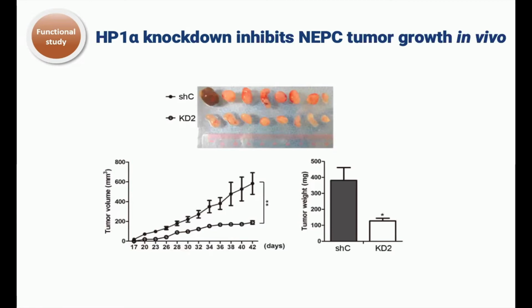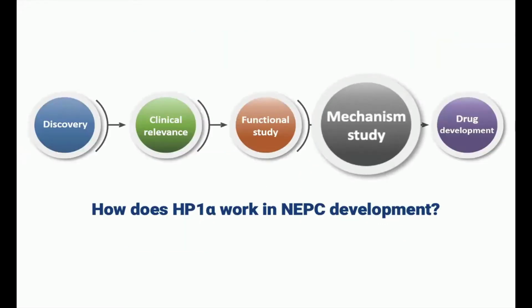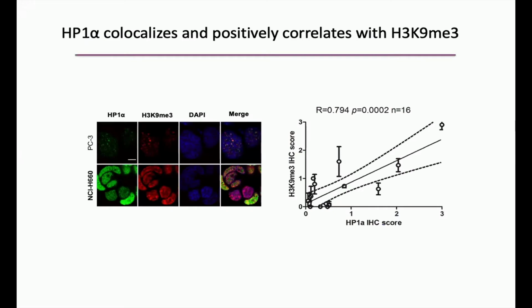So if you have a cell that is already slow growing and you put it in the animal, of course they show smaller tumors. So this is a kind of extension from in vitro to in vivo, but it just tells you that knocking down this particular gene really affects tumor growth. As a scientist, people are always trying to say, hey, we have to know how it works. So this is the so-called mechanism study.